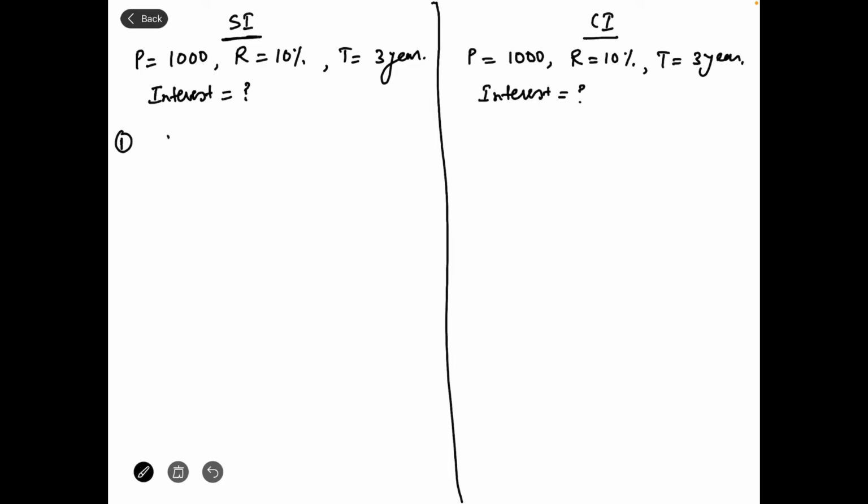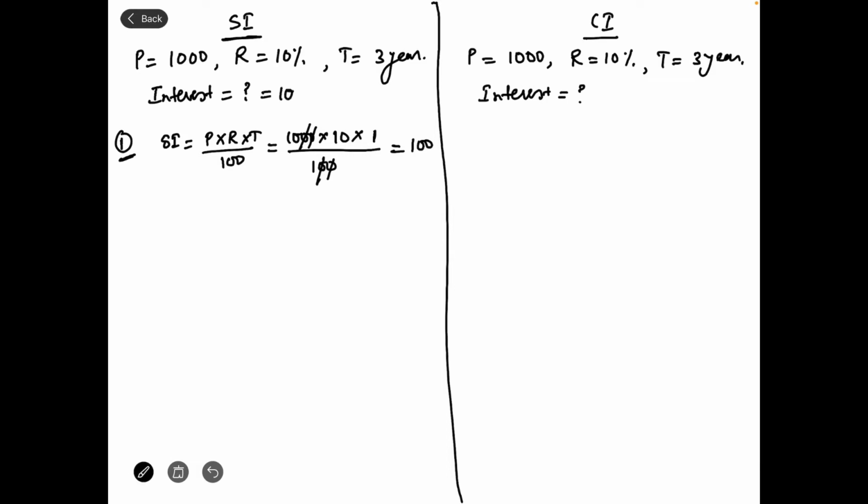The formula is SI equals P into R into T divided by 100. Okay, so let's put the value. P, that's the principal amount, is 1000. Our rate of interest is 10, and since we are calculating it for only the first year, we will take the duration of time as 1 year. Divide by 100. So when you solve this, the two zeros will cancel the 2 zeros here. When you multiply the two, you will get 100, which is the simple interest for the first year.